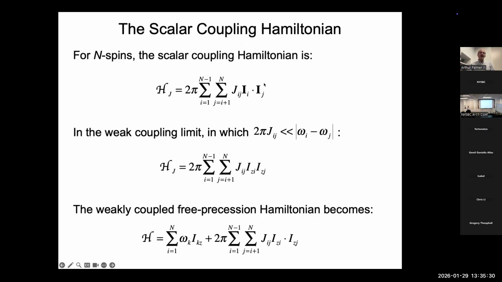So then here's the scalar coupling Hamiltonian. The scalar coupling Hamiltonian is 2 pi, the sum over all the spins we have of the scalar coupling constant, Jij, and then 2 spin operators, I sub i dotted with I sub j, where dot is the dot product. The 2 pi comes because for historical reasons, people measure J in hertz, and we have to convert to angular units.